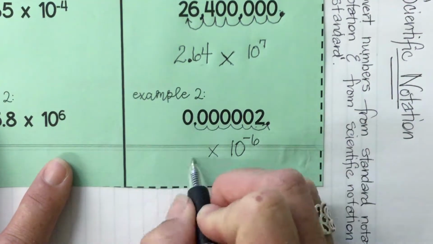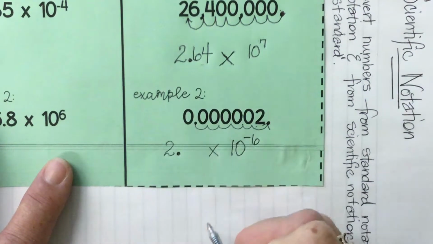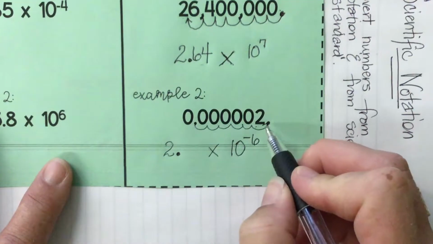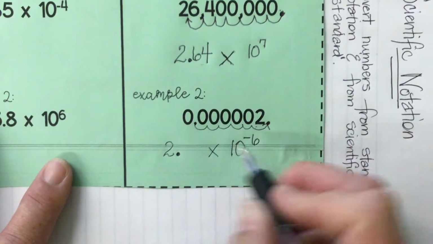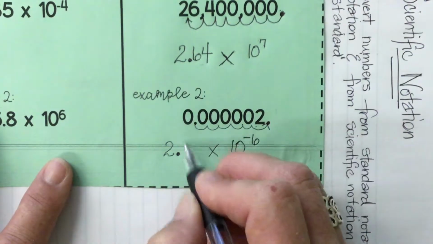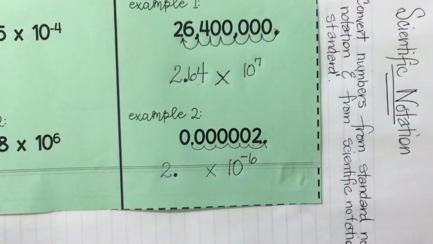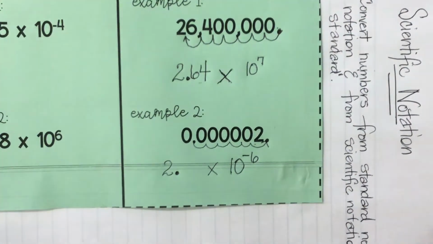Now, this part, here's my number. Here's my decimal. I could put a 0 here, but in this case, I didn't have anything else. So in actuality, it's 2. If I had a number here, I would put it right here. Okay? All right, let's look at the opposite.